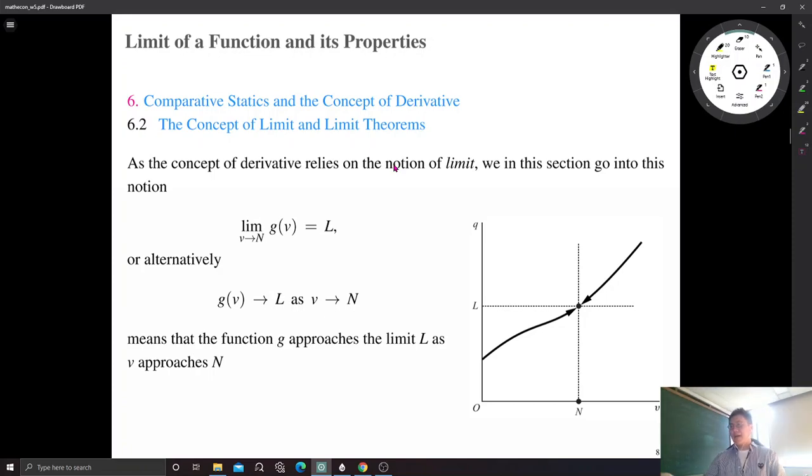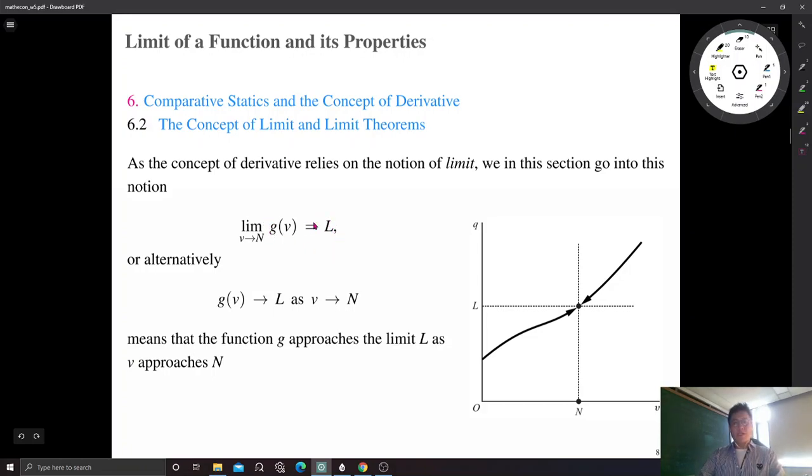So I highly suspect you guys have seen this notation, say in high school or in other classes at the university. Just to remind you of this notation, if we have a function g of v and we say the limit of g of v as v approaches number n is equal to L, if as v gets closer and closer to number n, the function's value is very close to number L. Okay, so that is the basic idea of the limit.